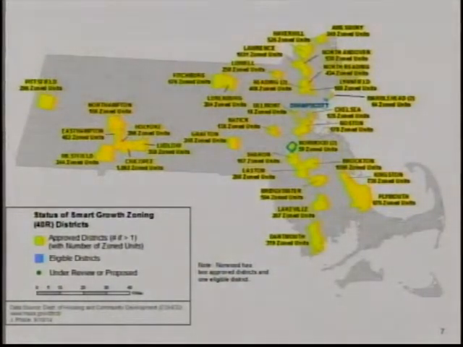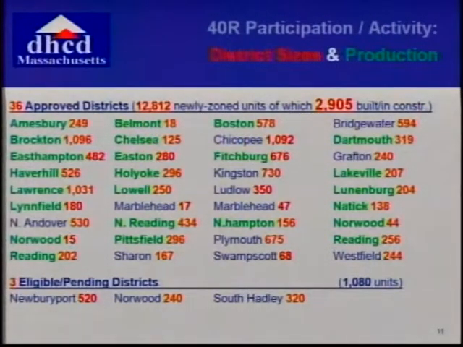Just quickly, that's the distribution of existing districts to date. We have 36 districts, very soon to be 39. This slide shows you the size. Those numbers in red are the size of the districts, or at least the net new units in the district. Almost 13,000 units have been zoned, and around 2,900 are built or in construction. Those communities shown in green are the districts that have produced units at this point. And we have three currently eligible or pending districts.